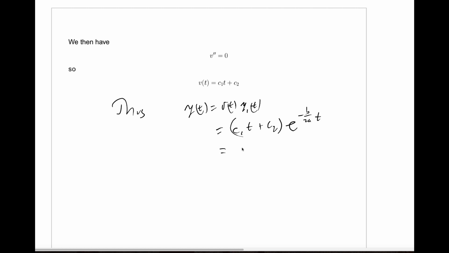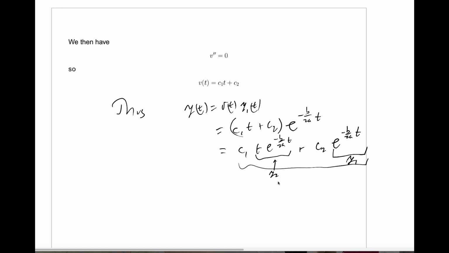Let me rewrite it in this way. c1 t e to the minus b over 2a t plus c2 times e to the minus b over 2a times t. We've actually found the full general solution now because we found the full general solution for the v's that will work in this situation. And you'll notice the general solution is exactly what we would get if we knew one solution, which we've already called y1, e to the minus b over 2a t, and we knew a second solution, I'll call this one y2, just t times e to the minus b over 2a times t. y(t) must be the linear combination of y1 and y2.